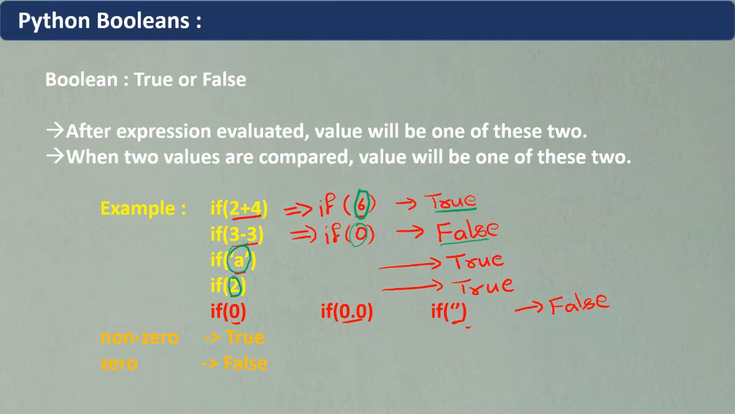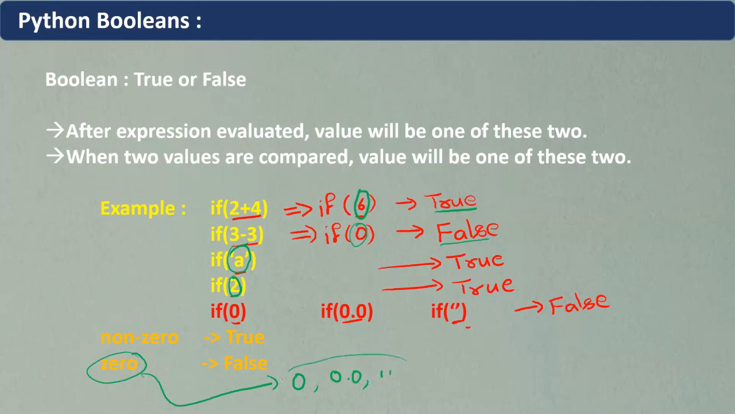Now, whenever you are checking with an if condition, if you have a 0 value, it need not be just 0. That may be 0 for integer, 0.0 for float, or an empty string for strings.